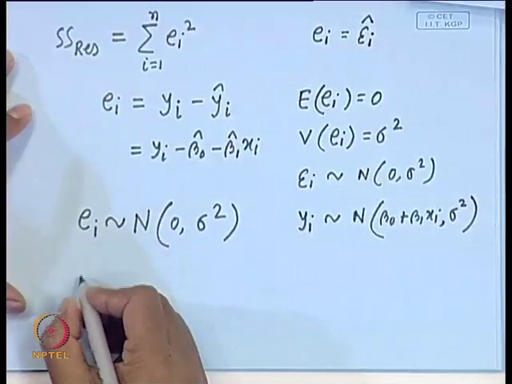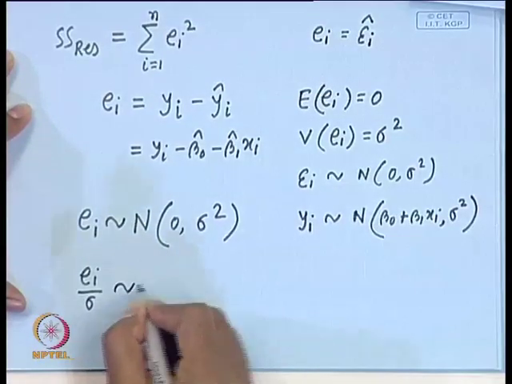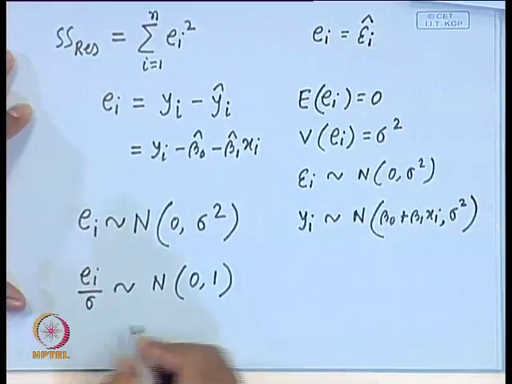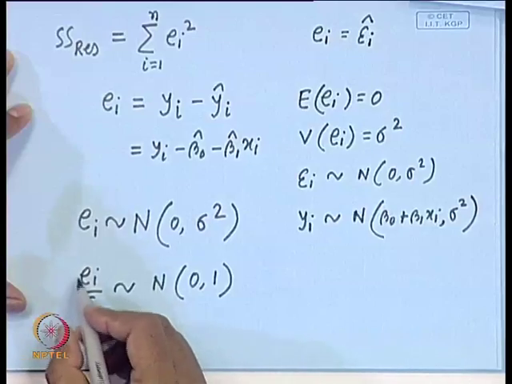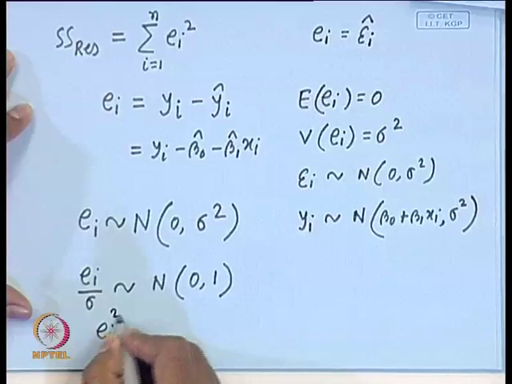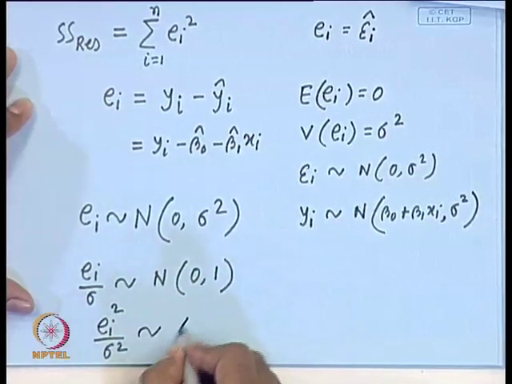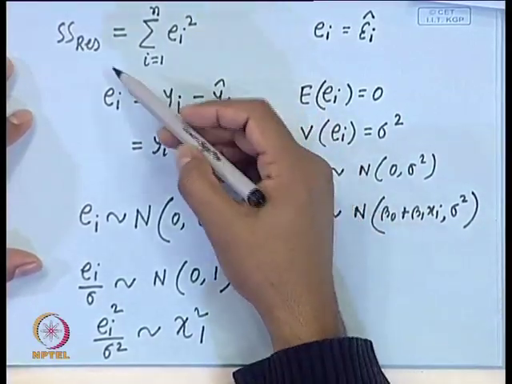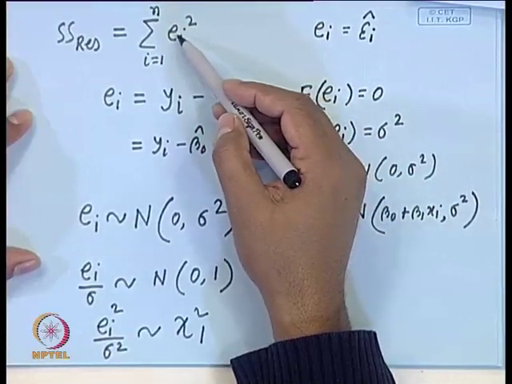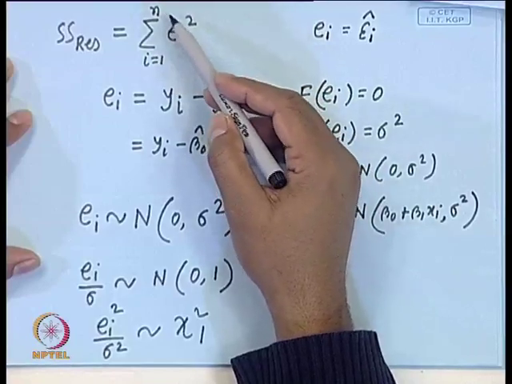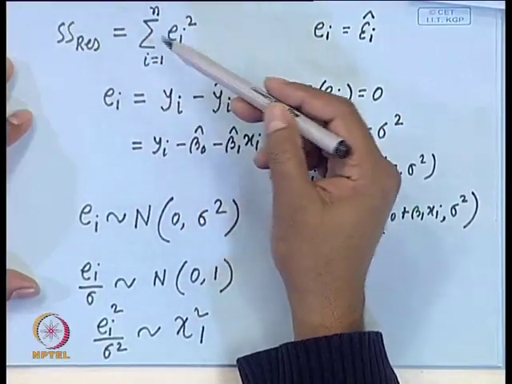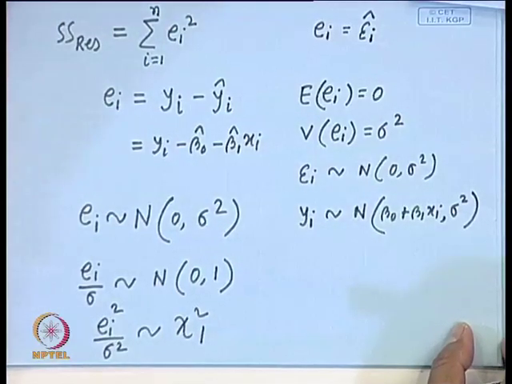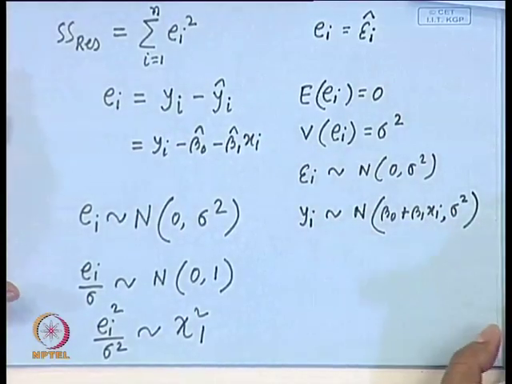And from here we can say that EI by sigma follows standard normal 0, 1, and also since EI by sigma follows standard normal, we can say EI square by sigma square follows chi square 1. And SS residual is basically a sum of EI square, I equal to 1 to n, but the distribution of SS residual is not chi square n, because all the EIs are not independent. These EIs satisfy some constraint.